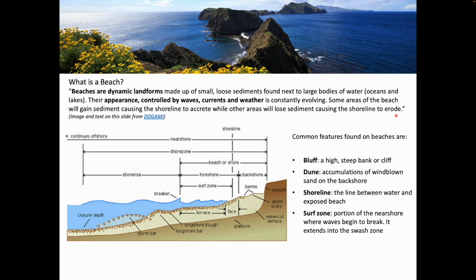the shoreline to erode. Common features along beaches are bluffs, which are the high, steep banks or cliffs at the back of the beach, dunes, or accumulations of wind-blown sand on the back shore, the shoreline, the line between water and the exposed beach, and the surf zone, the portion of the nearshore area where waves begin to break. This extends into the swash zone. The anatomy of the beach can be seen in this diagram on the left.